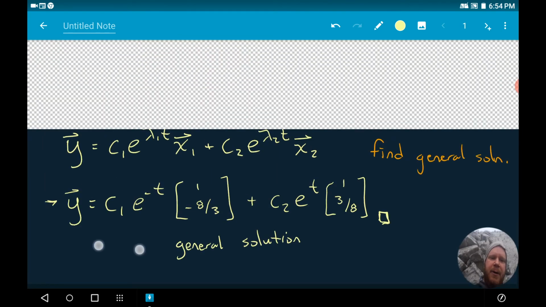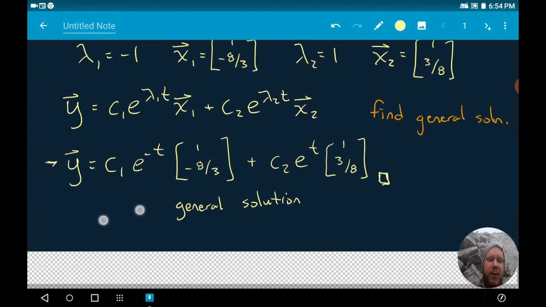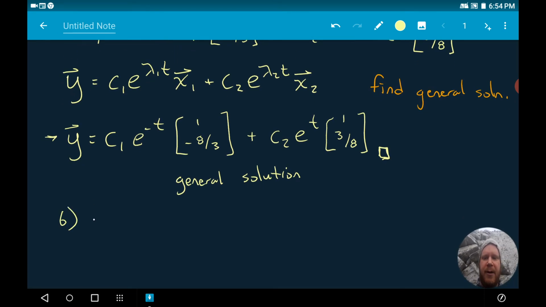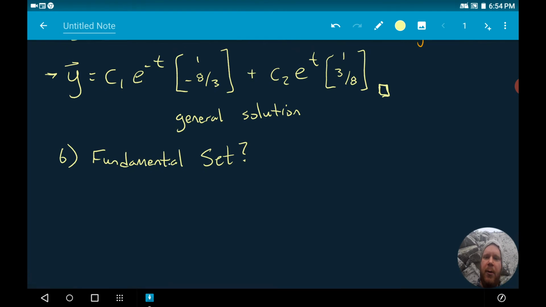The second part, well, I won't scroll all the way up, but I'll just rewrite it. The second test is basically to make sure that this solution y1 vector and this solution y2 vector are a fundamental set. So to answer that question, we need to find the Wronskian.